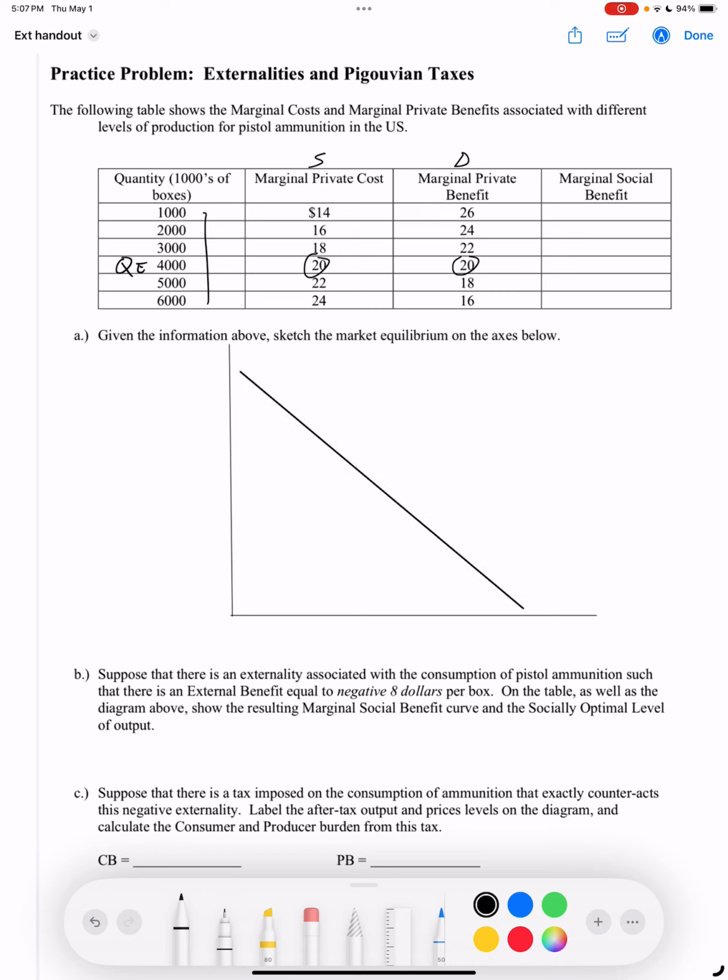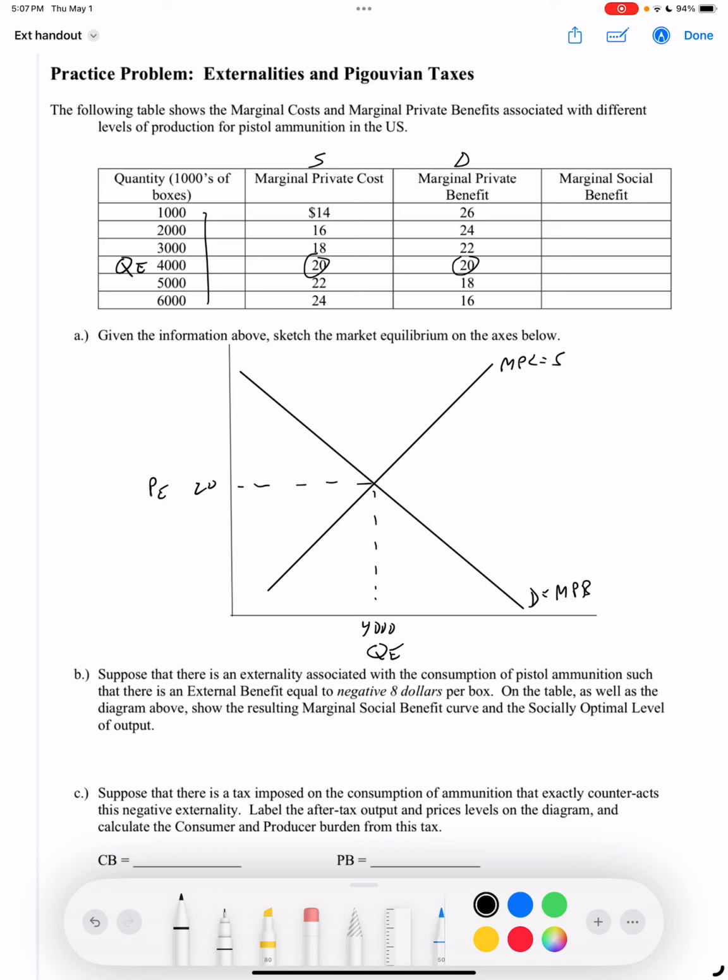So the demand curve, that is our marginal private benefit. Our supply curve, marginal private cost. And our equilibrium point, quantity of 4,000, QE, and equilibrium price at $20 per unit.